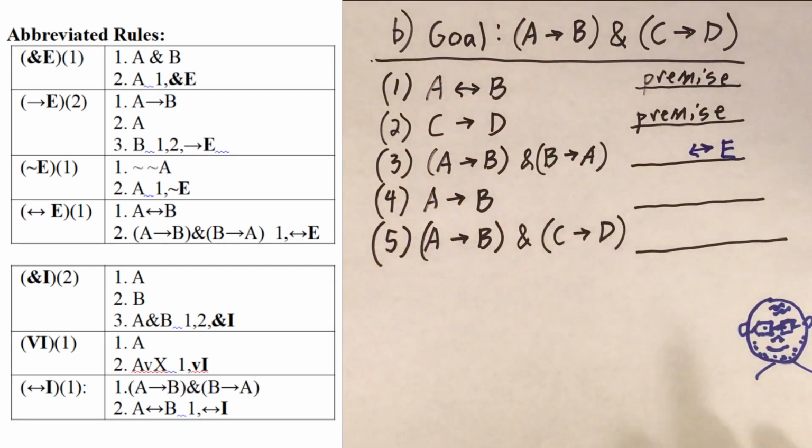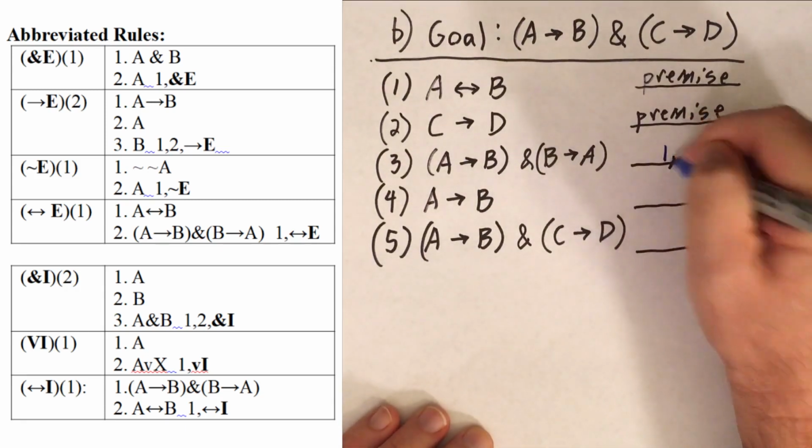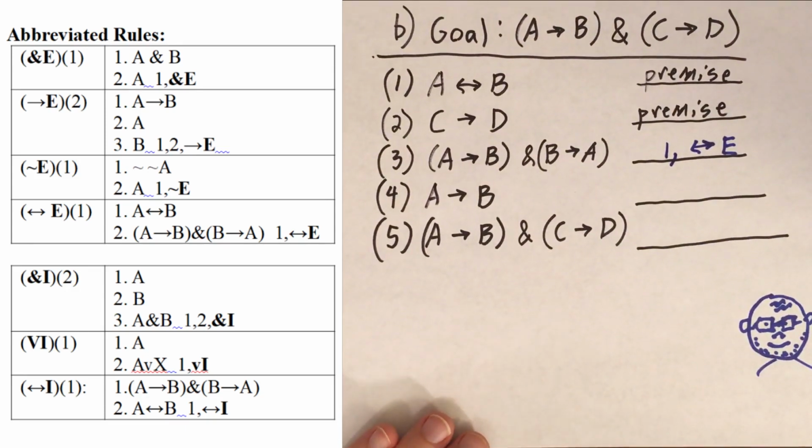How many lines of justification are required for that? We look at our rule sheet and it says you just need one line. If you look at it, you just need one line, the line that contains the biconditional you took apart. For us, that is line 1. Good. So now we're looking at line 4.